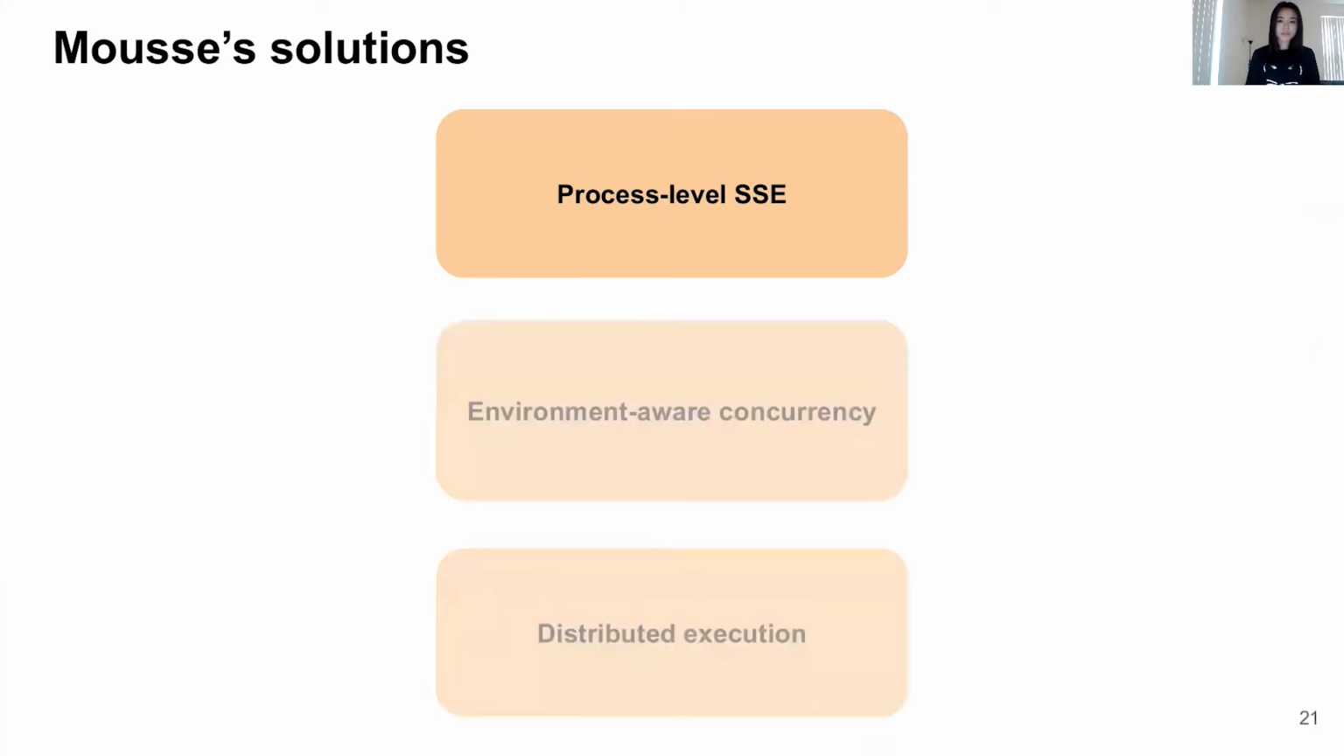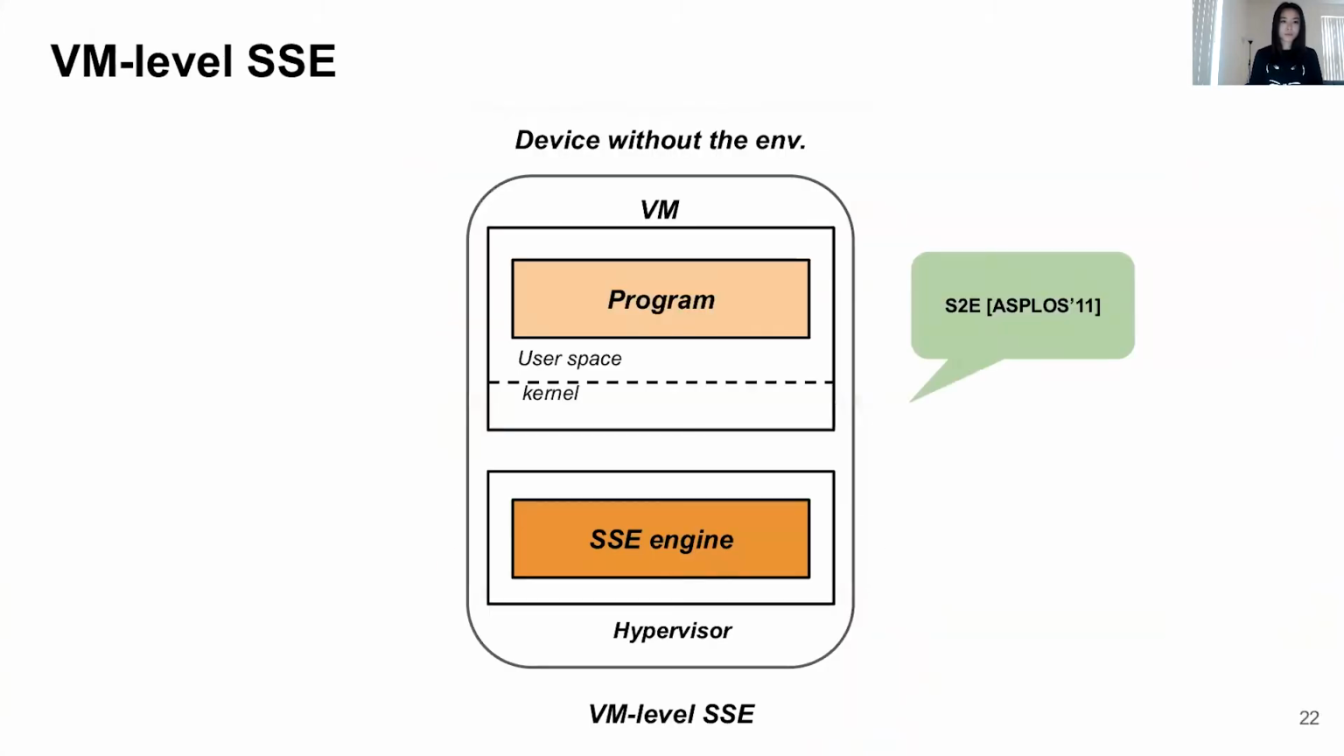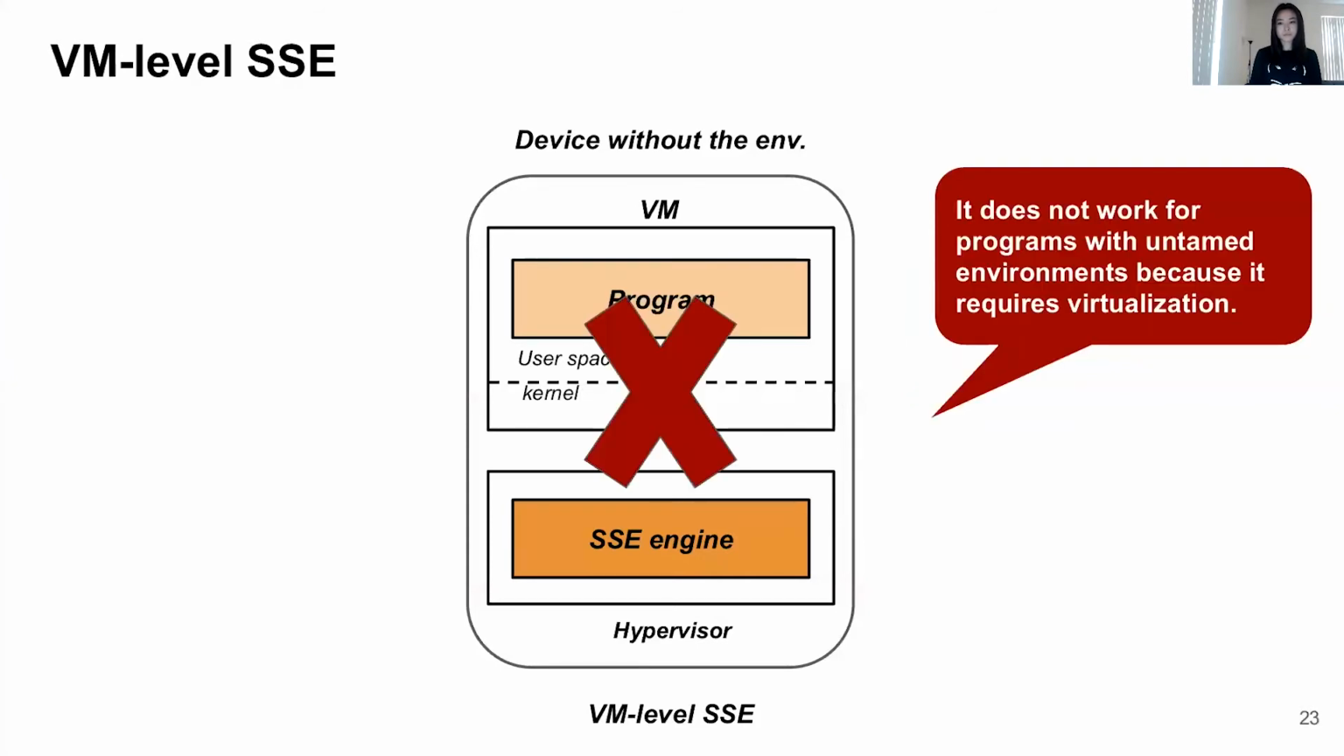The first one is process level SSE. To explain how it works, let's first look at VM level SSE, which is pioneered by S2E. It has the program in the virtual machine and the SSE engine in the hypervisor. To use it, the analyst starts the program in the virtual machine and the SSE engine analyzes the whole virtual machine selectively. But it does not work for programs with untamed environments because it requires virtualization. Some hardware components in untamed environments do not support such technique.